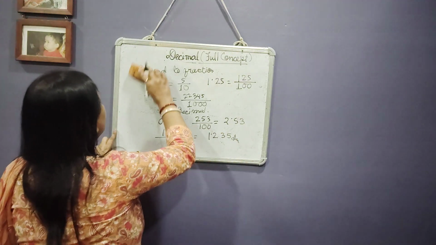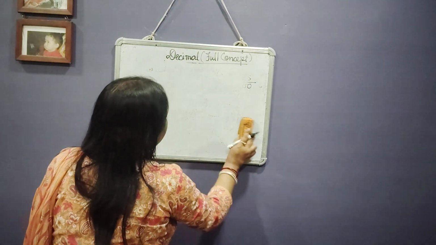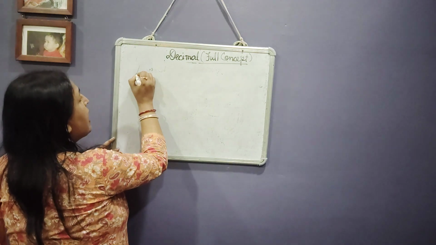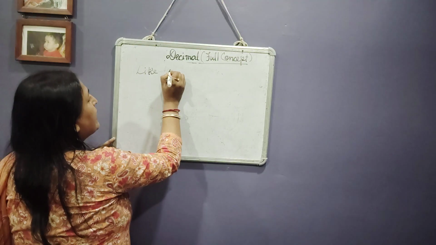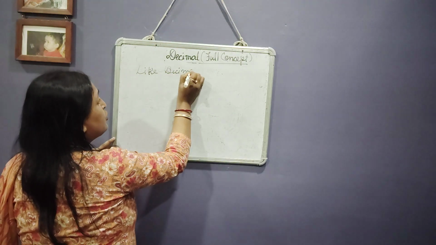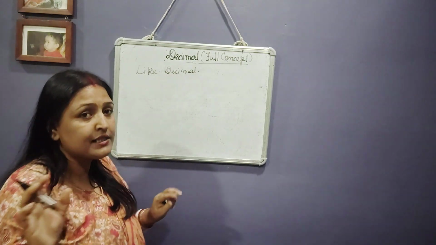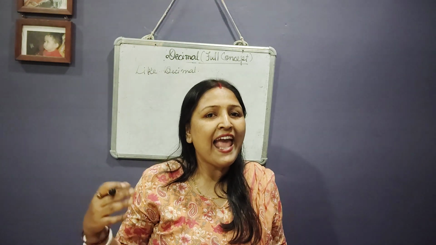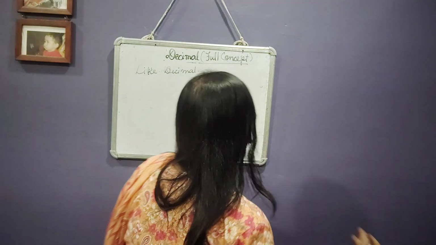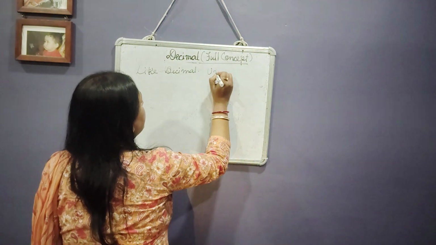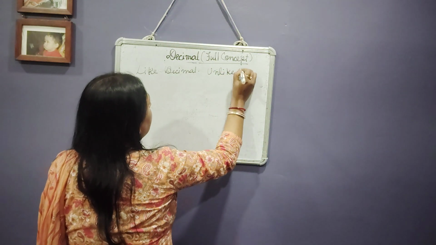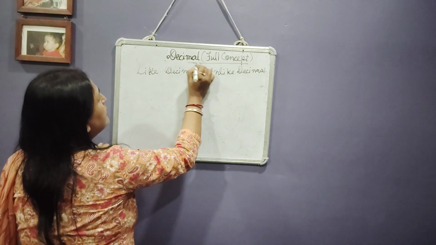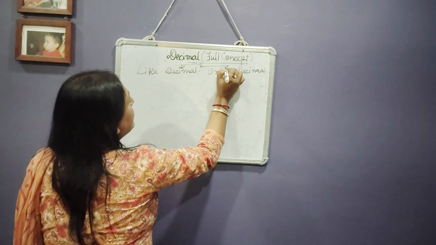Okay, now let's move to the next part, that is types of decimal. There are two types of decimal basically, like decimal and unlike decimal. And this is a very important thing. You should know all this, because like and unlike decimals are very useful while adding or subtracting decimals. Now what are like and unlike decimals? Let us see.